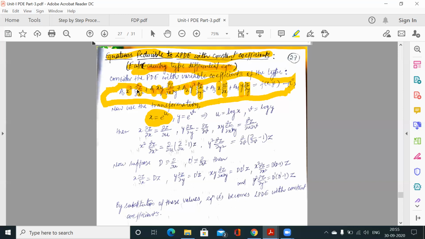This type of equation, the Euler-Cauchy type equation, can be converted into a linear partial differential equation with constant coefficients by using this transformation. Now in this case we have z as the dependent variable, so we cannot take x is equal to e to the power z, but a different variable. So what is that different variable?